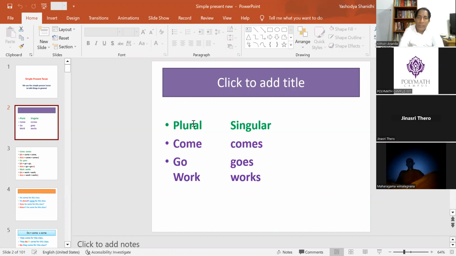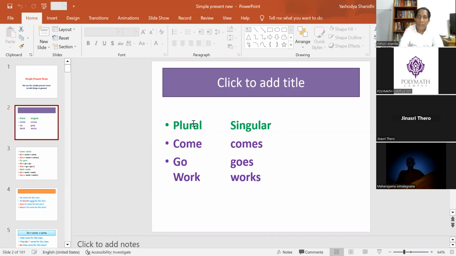So come, go, work. If you find the verb in the form with which you are usually familiar, we consider them to be plurals. And comes, goes, works. If you find the verb ending with S or ES, we consider them to be singular. So here we do have to understand this particular difference with regard to the verb.